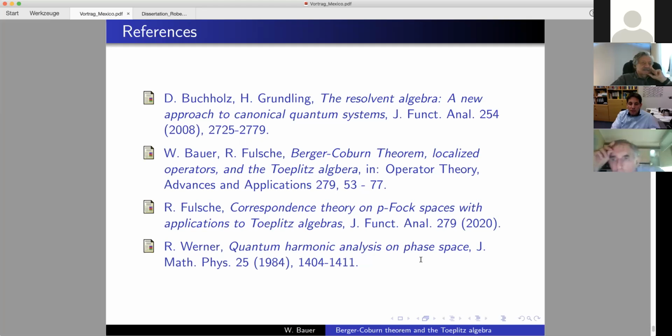And as for me, as I said, Werner is a colleague of mine, and once we had a common bachelor or master student, and we had to try to find a topic which we both somehow like. And he did this quantum harmonic analysis, and we did Toeplitz, and then I looked at this paper, and he had very interesting theorems which give you compactness, and I didn't believe them. And then Robert Fulsche tried to translate them to the Toeplitz world, and so that's somehow the connection.